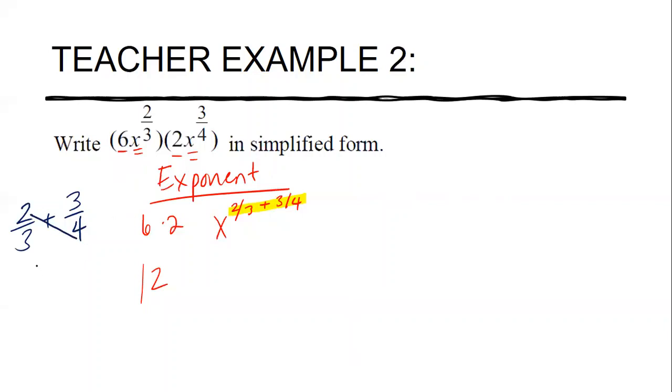2 times 4, 8. We're going to add. We're going to cross multiply. 3 times 3, 9. And then we're going to multiply the bases, the denominators, 12. So 2/3 plus 3/4 equals what? 17/12.